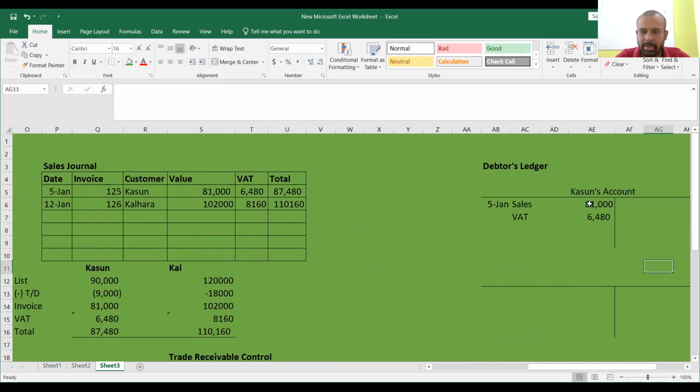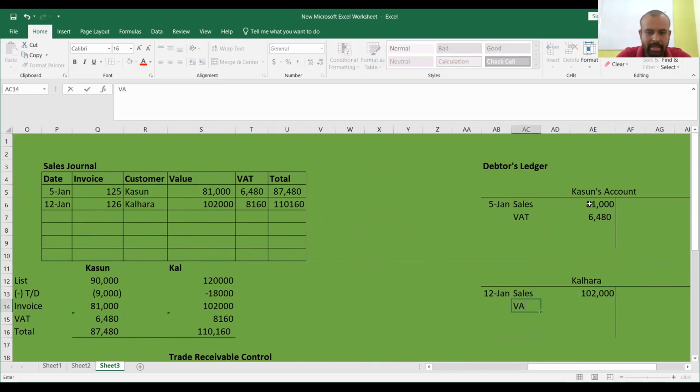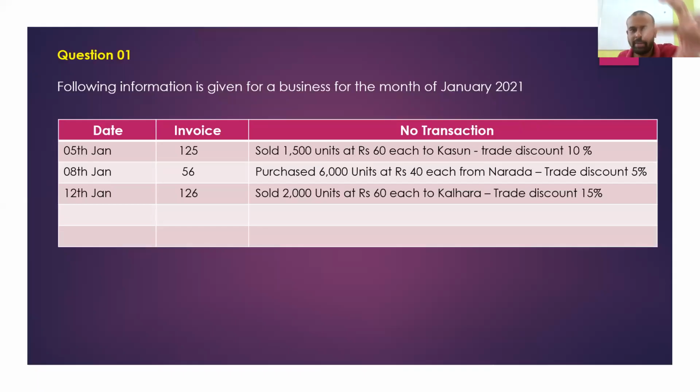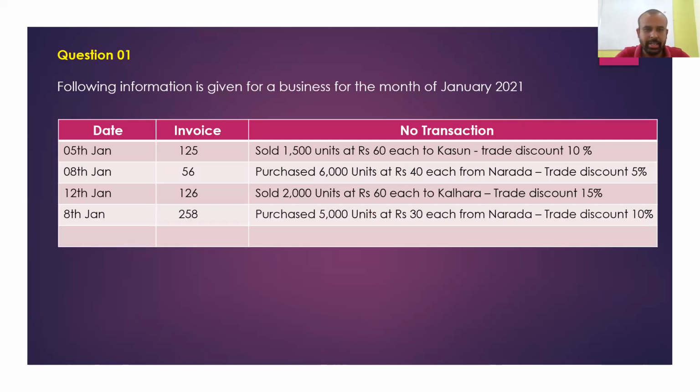But on the same day you need to update the individual debtor account, right? Okay, on 12 January, same sales you record, it's 102,000, and as a value added tax you record 8,160. Okay, individual ledger accounts are updated, and what next? You record transactions in the journal soon after they take place and update the individual debtor account, right? Or creditors account.